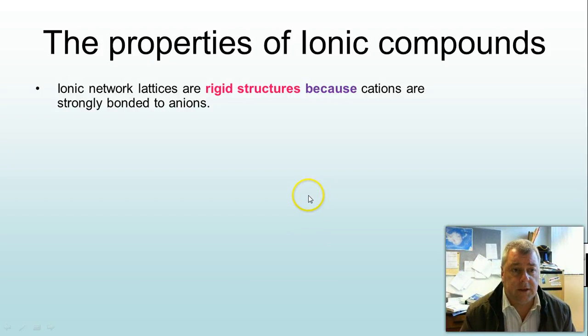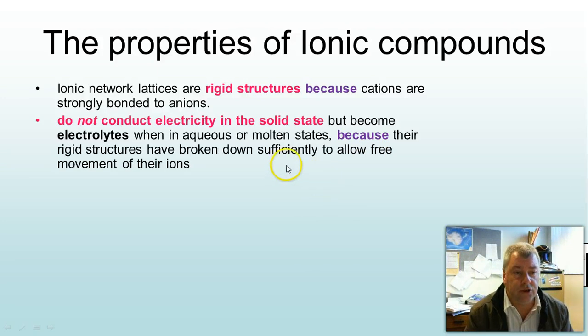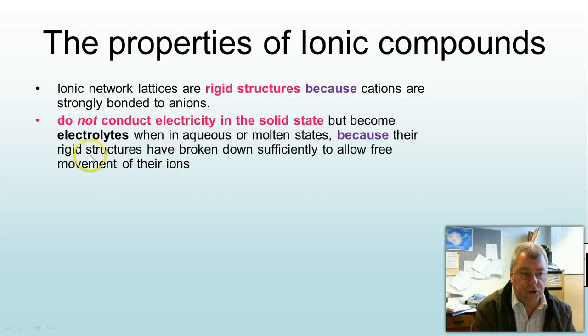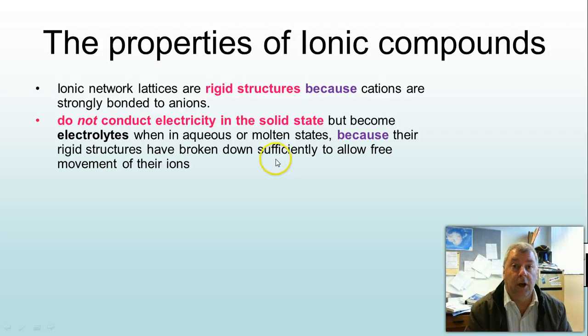So, what are the explanations? Well, they're rigid structures because the cations are strongly bonded to the anions. That's that electrostatic attraction. It's a very strong force, so it holds everything very rigid. They do not conduct electricity in the solid state because the rigid structures are not broken down and there's no free movement of ions. To conduct electricity, you've got to have ions or charges to move.